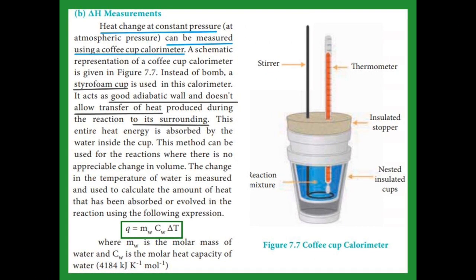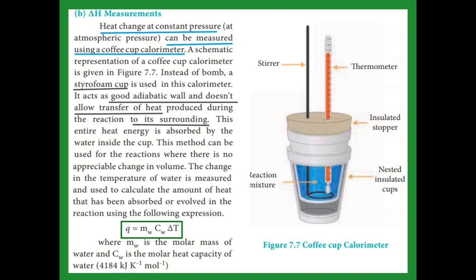Coffee cup calorimeter. This one is used for heat change at constant pressure. In this coffee cup calorimeter, the cup is a styrofoam cup. That cup does not allow the transfer of heat. It is a good adiabatic wall, so the heat evolved during the process is absorbed by the water alone. So the heat absorbed by the water is Q equals mW Cw delta T. What is mW? Molar mass of water. Cw is the molar heat capacity of water, 4184 kilojoule Kelvin minus 1 mole minus 1.